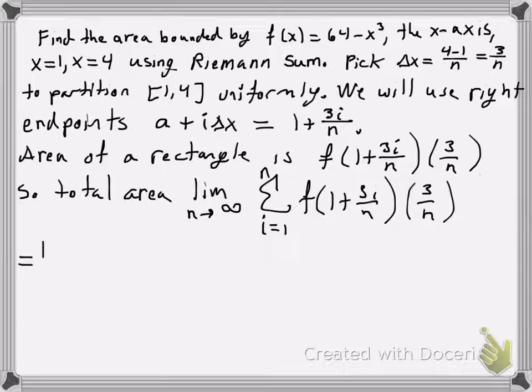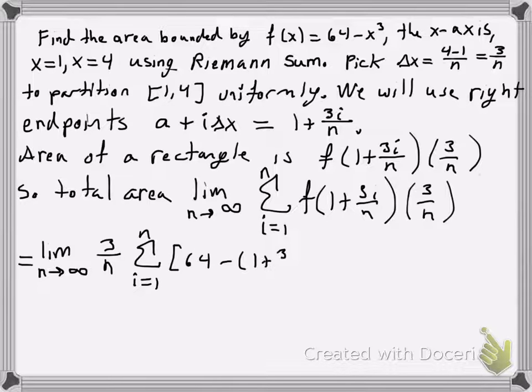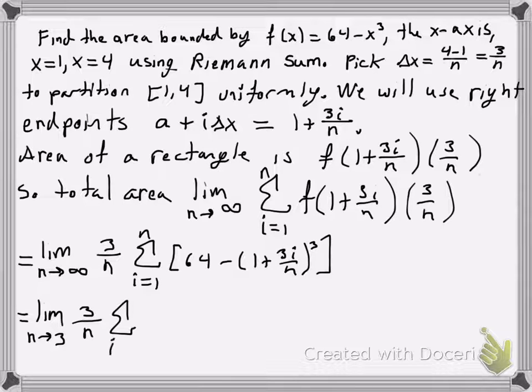Now in the summation, the 3 over n isn't moving, so we're going to factor it out. We can't factor it out of the limit because the limit involves n. When we plug in 1 plus 3i over n, it becomes 64 minus the quantity 1 plus 3i over n, cubed. We're going to need to multiply that all out. So we have the limit as n goes to infinity, 3 over n, sum i equals 1 to n of 64.